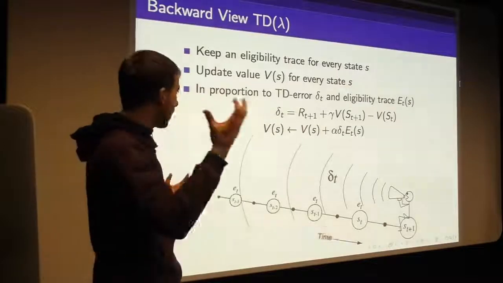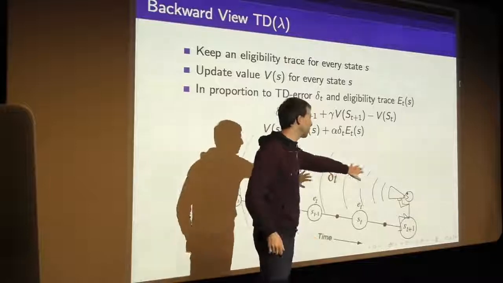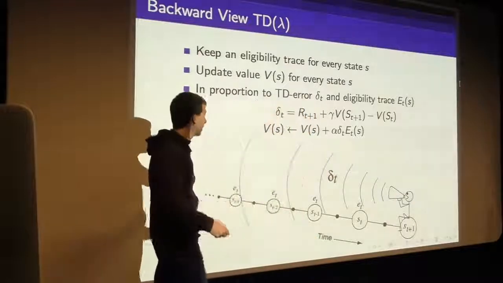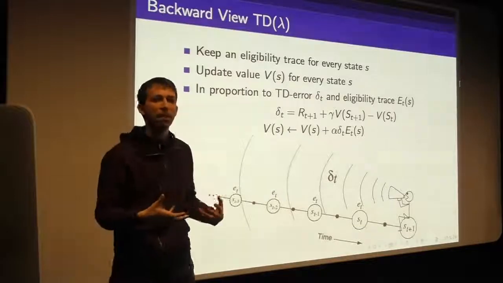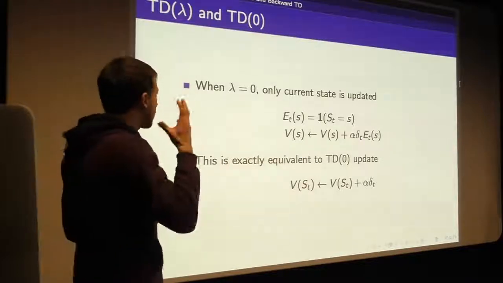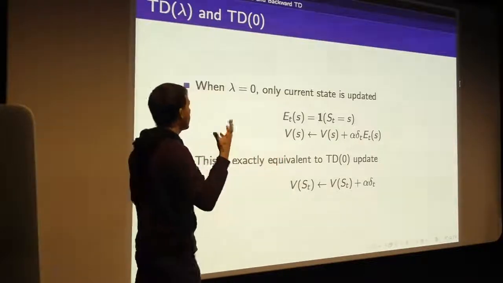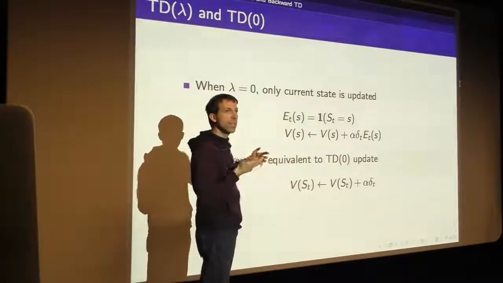And so this has this backwards view now, where we're no longer looking into the future. It's more like this TD error is being broadcast back to every state in the past, and the value function at each of those states is updated in proportion to the TD error. So how does this relate to the algorithms we've seen so far? Well, trivially, when lambda is 0, this reduces to the TD0 algorithm.